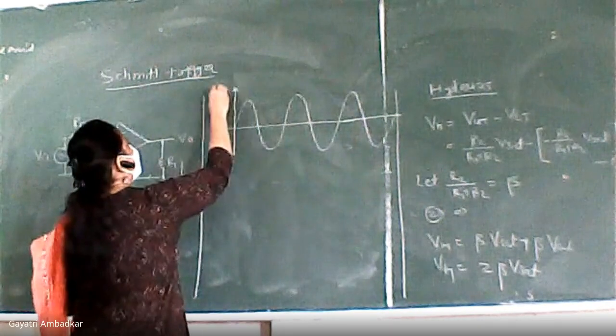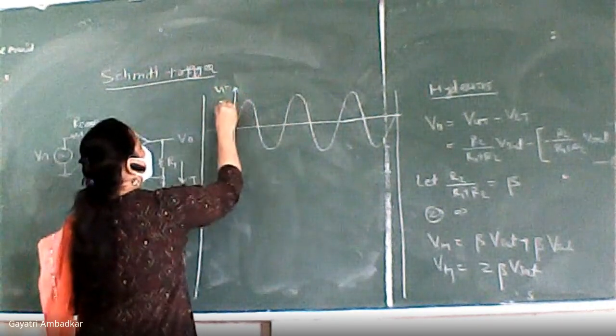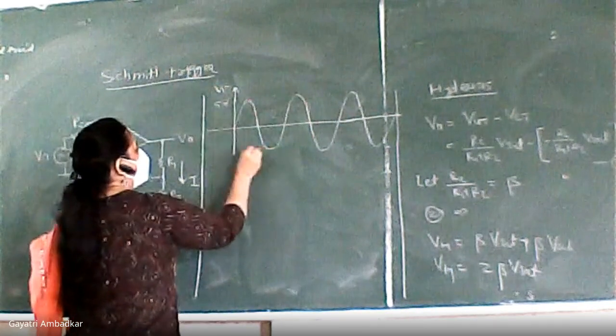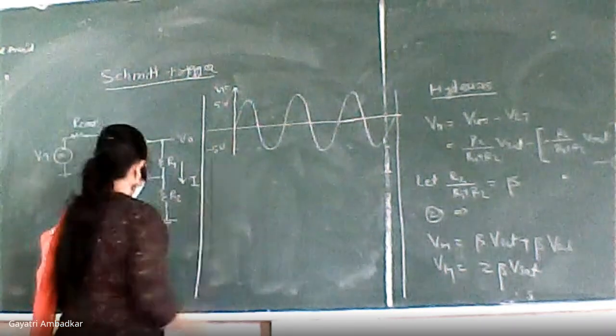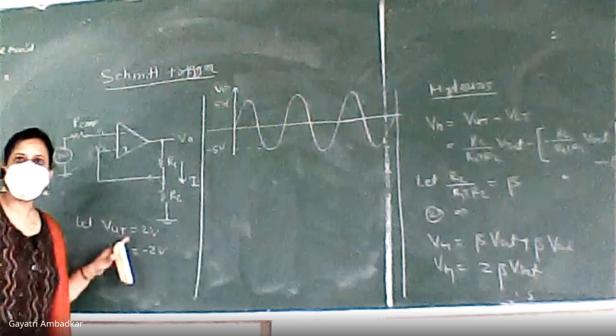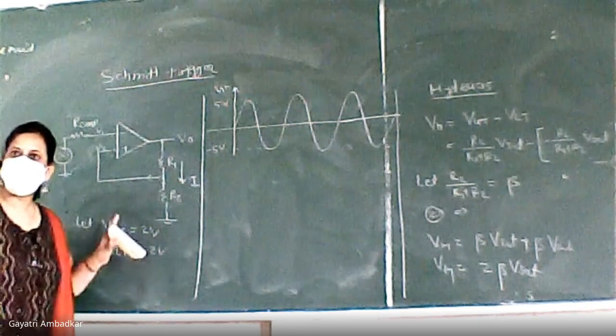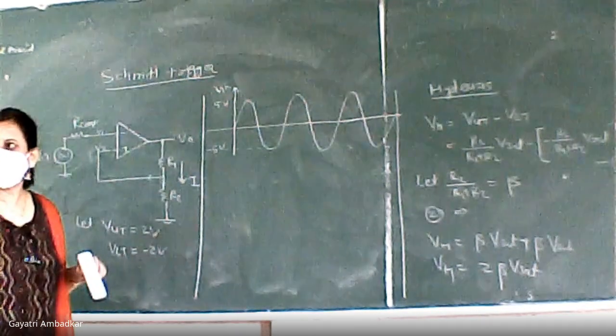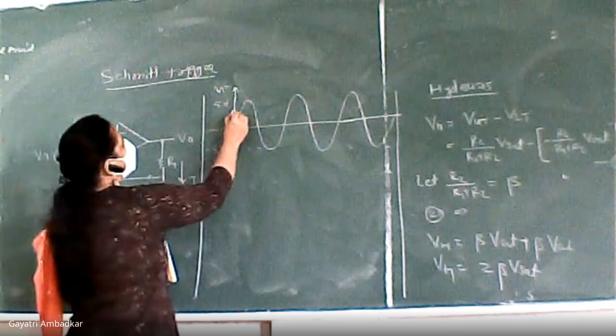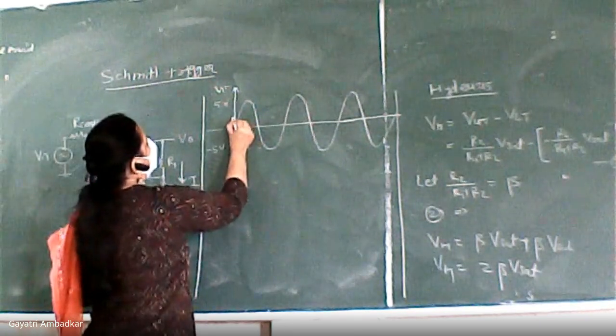This is your Vin, it is having maximum 5 volts. And what are your VUT and VLT? VUT is 2 volts, VLT is minus 2 volts. Okay, fixed, constant. Let us mark it. So this will be 2.5, so this will be 2.